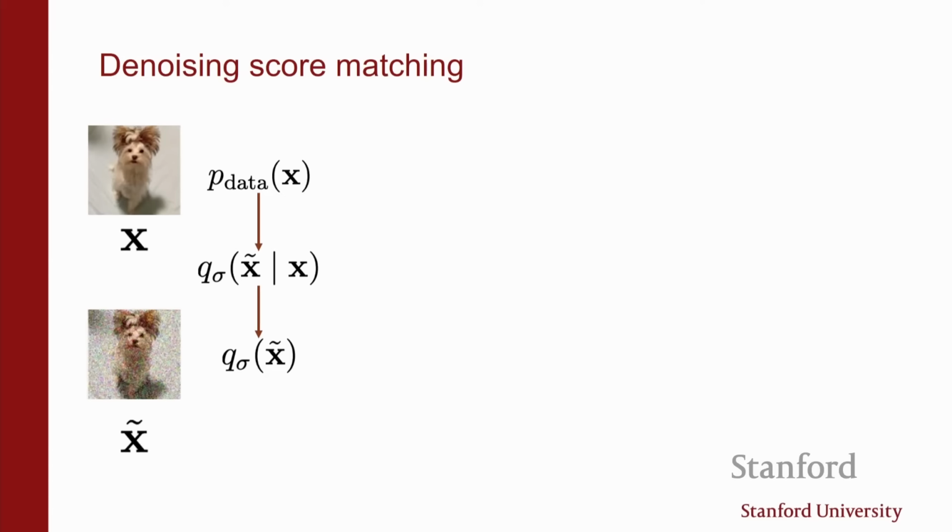And so it works like this. You have a data density, which could be over images. And then you add noise to the images by using this Gaussian kernel, q sigma. And then you get a new distribution over images plus noise. And we're going to try to estimate the score of that.